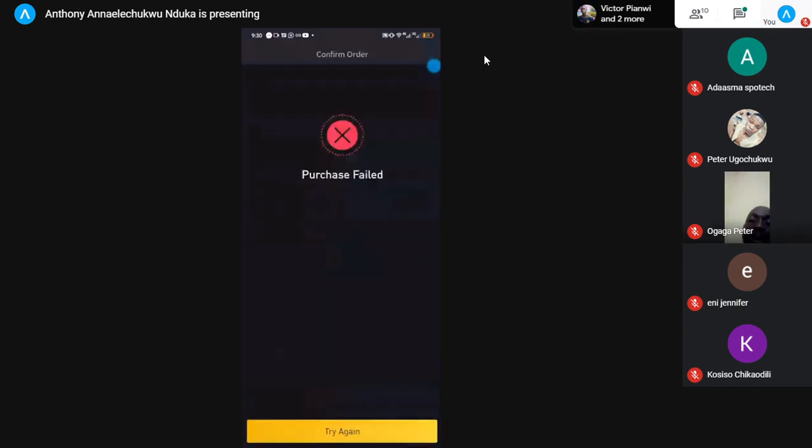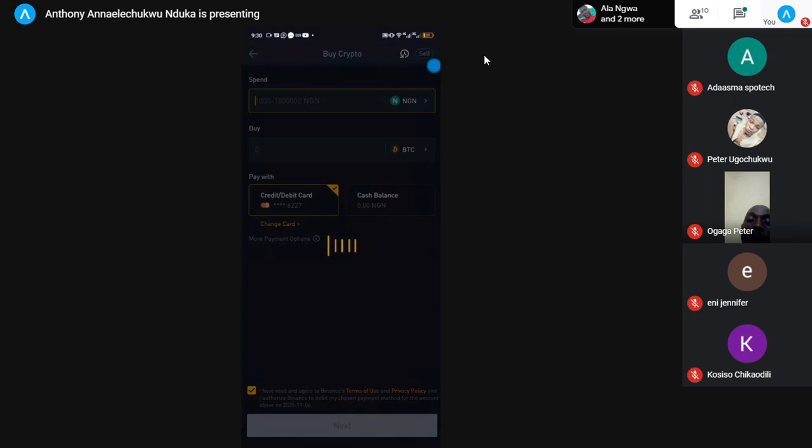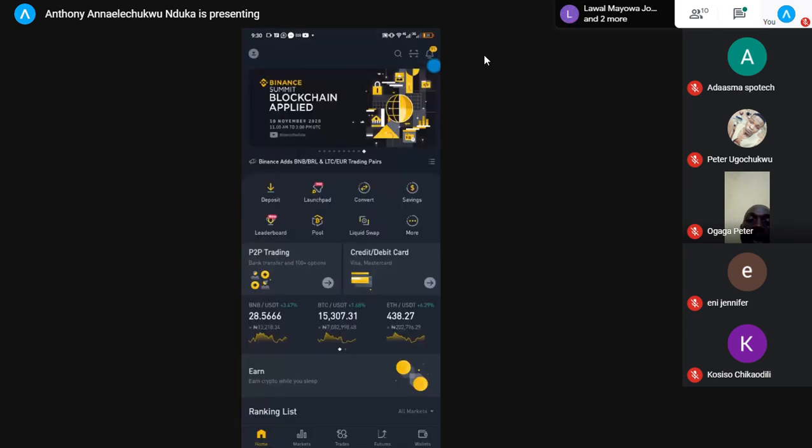So this is how you can buy Bitcoin using your MasterCard or debit card.